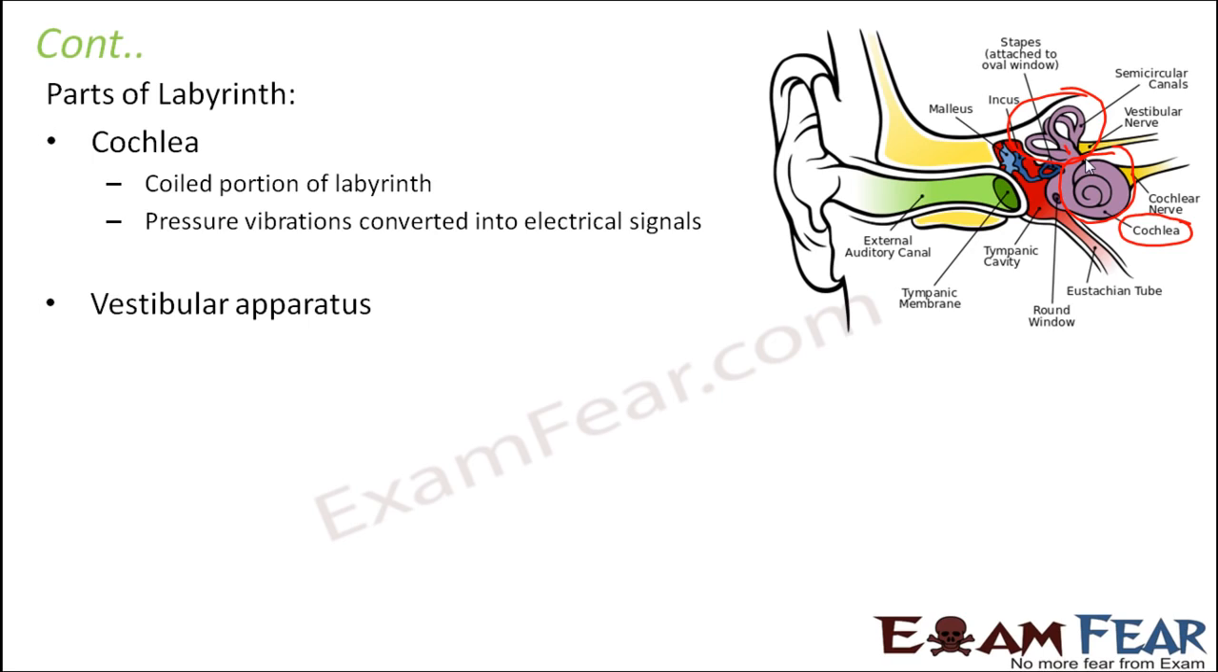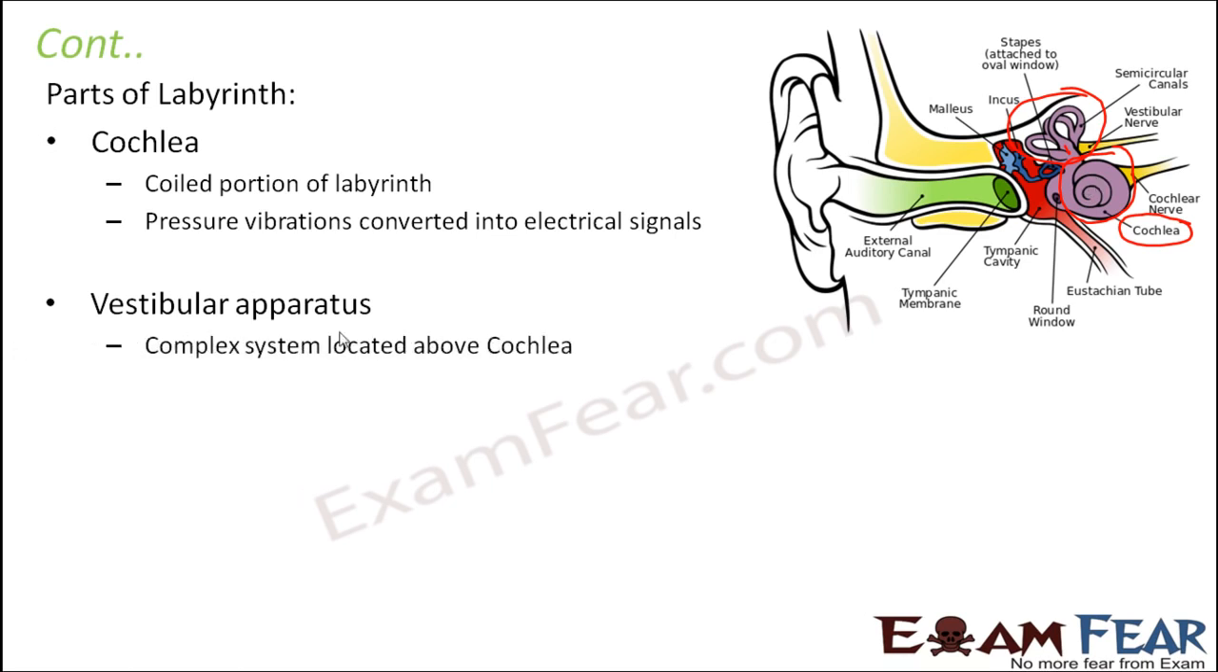Pressure vibrations are converted into electrical signals here. This is the area where the pressure vibrations which were received up till now are converted into electrical signals, because only electrical signals can be transmitted to the brain through the nerves.